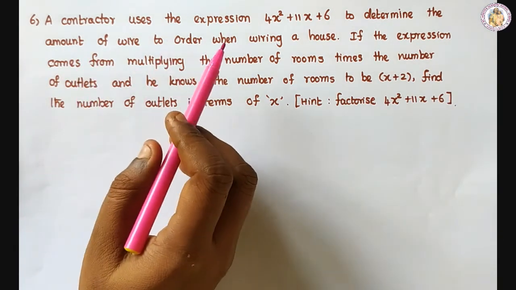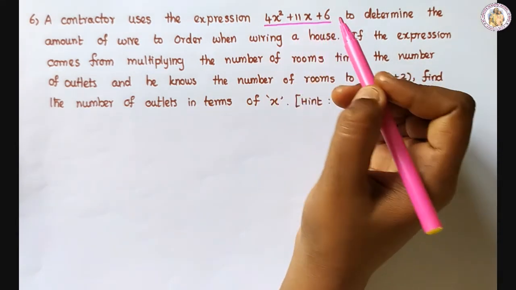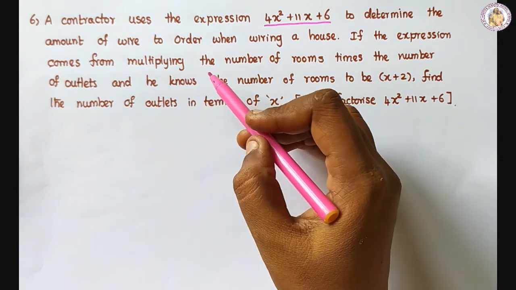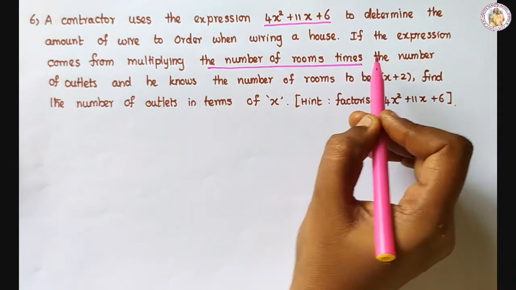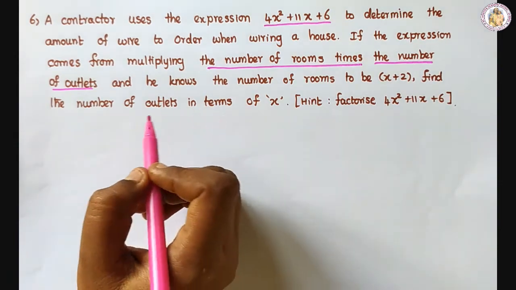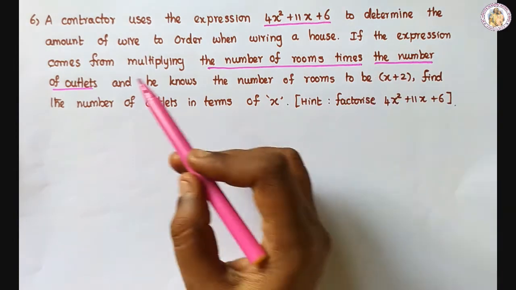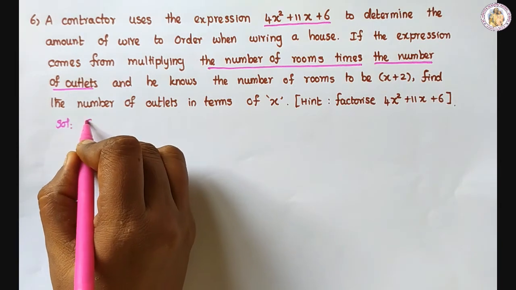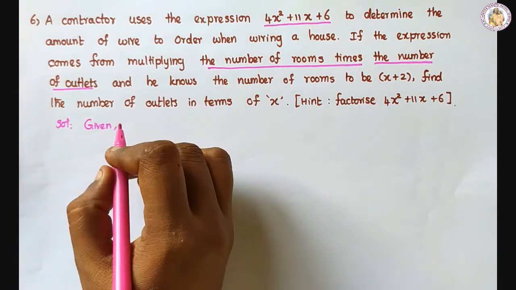Listen here, a contractor uses the expression 4x squared plus 11x plus 6, that is the total amount of wire. It comes from multiplying the number of rooms times the number of outlets. So we have to find out the number of outlets. The number of rooms they gave is x plus 2. Listen here, write down first what they gave. Total amount of wire.